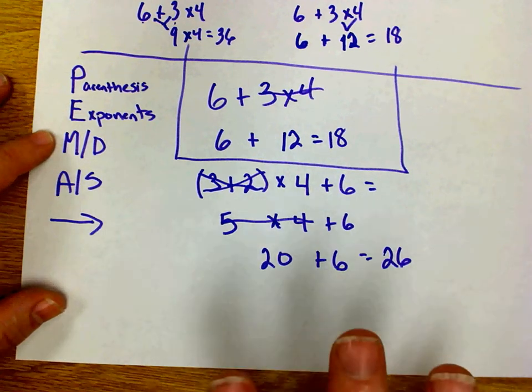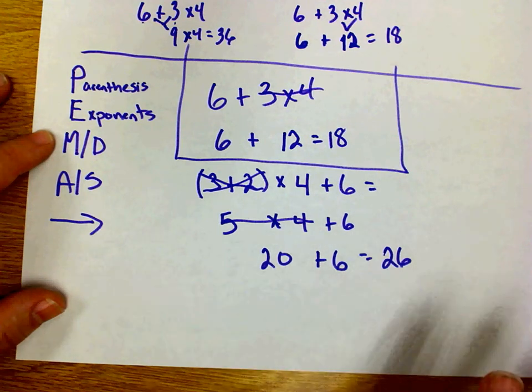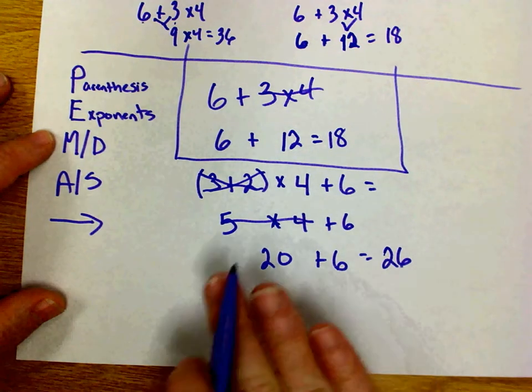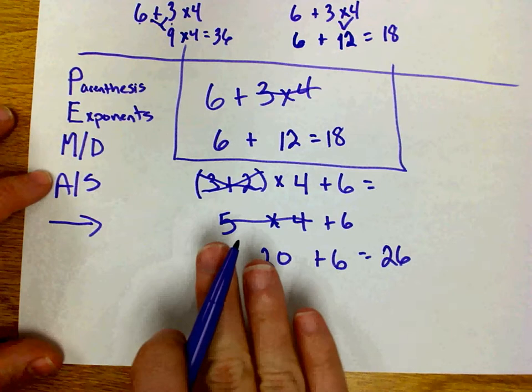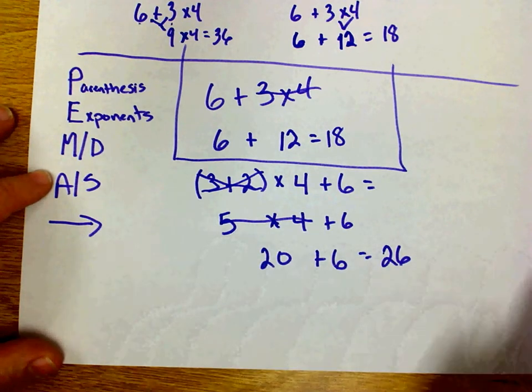For the multiplication and division, it's whichever one comes first. If division is first, you do division first. Doesn't matter, but left to right with that. Addition, subtraction. Again, if it's a subtraction problem first, we do that first, but it goes in order from left to right. Okay, let's try another one.